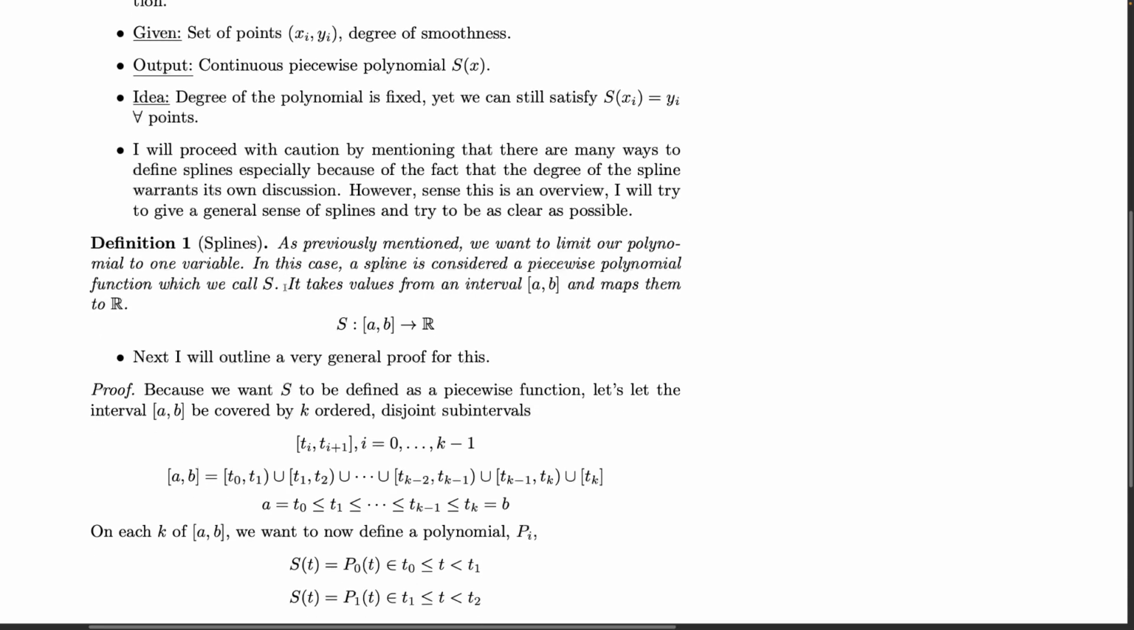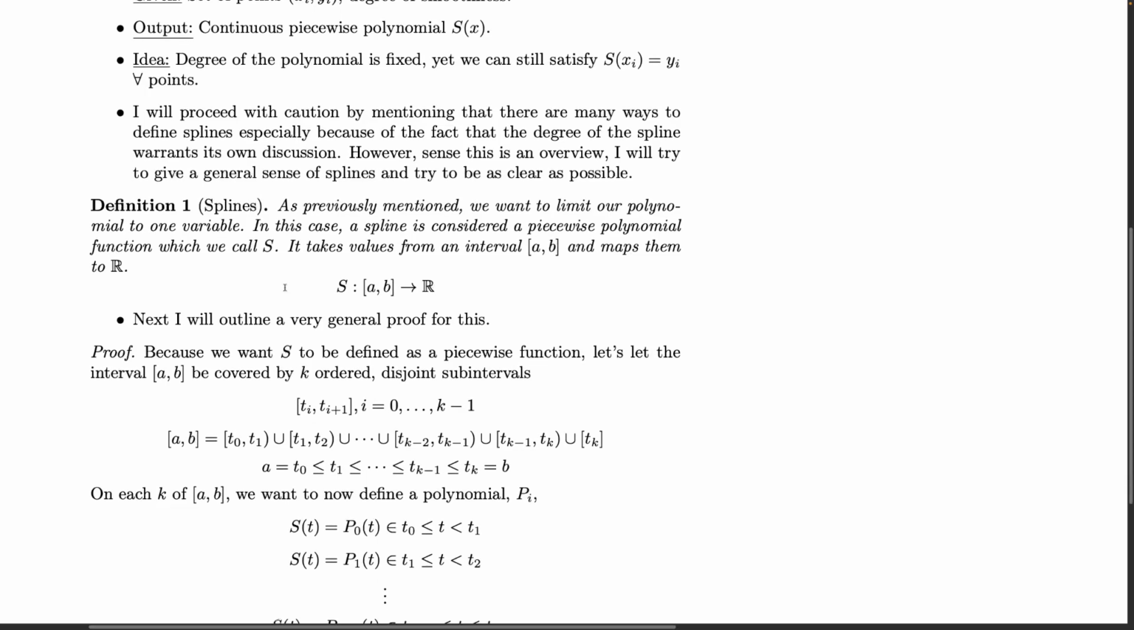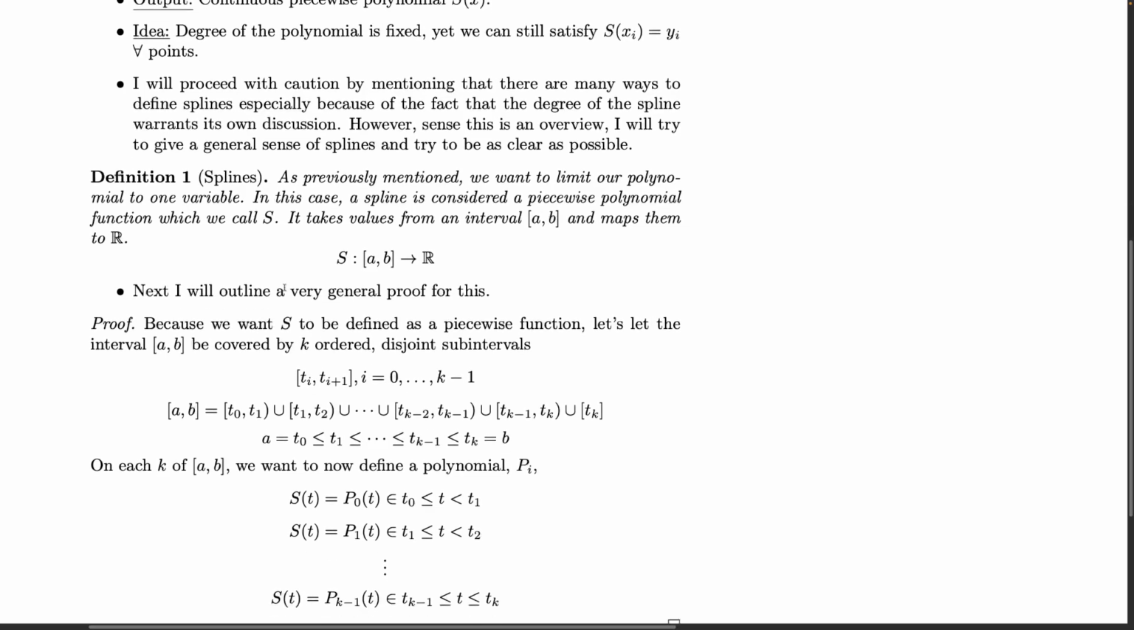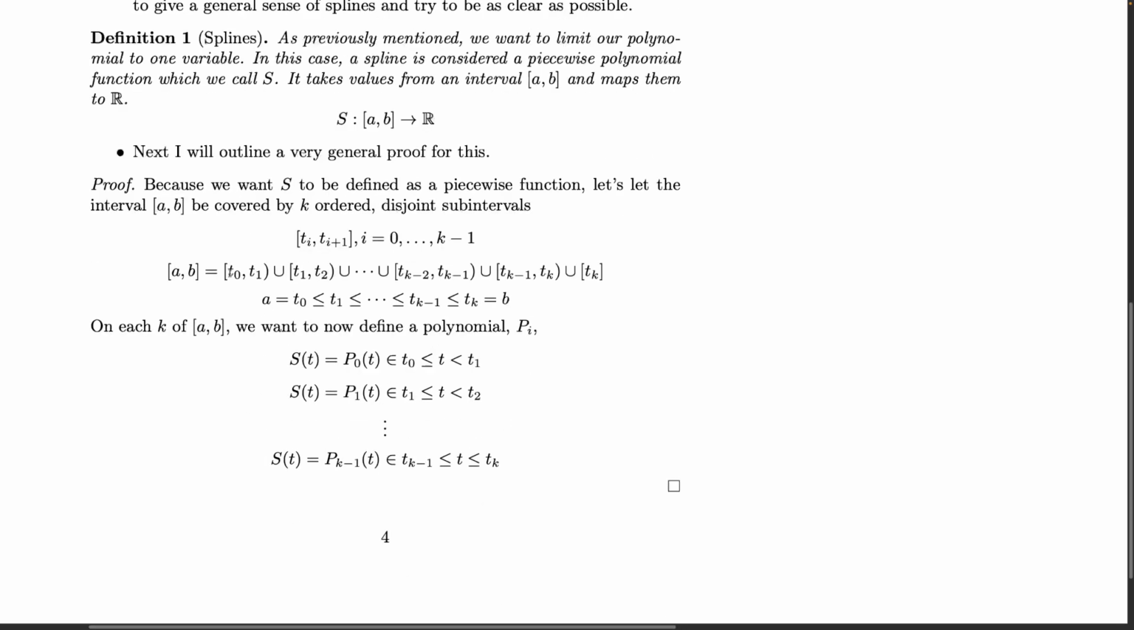So as previously mentioned, we want to limit our polynomial to one variable. In this case, a spline is considered a piecewise polynomial function, which we call capital S. It takes values from an interval a to b and maps them to R. So again, we're just talking about some transformation, a linear transformation from values from a to b to R. So I think you would call this a coordinate function, where you're just mapping real values to real values, because a and b are going to be assumed to be real numbers. So I guess you could say that S is a coordinate function in its purest form. And I wanted to outline just a general proof for this, of how we can actually define this piecewise polynomial.